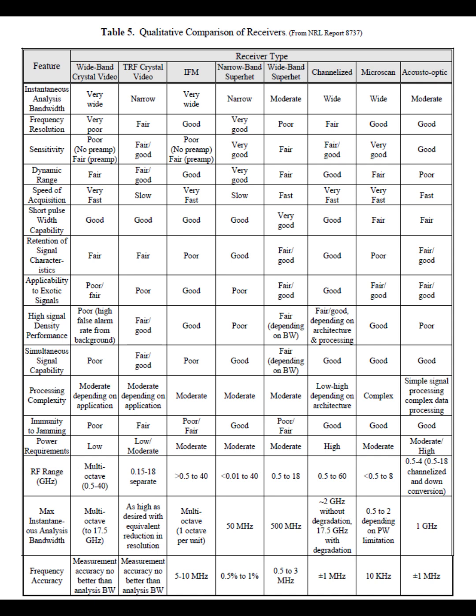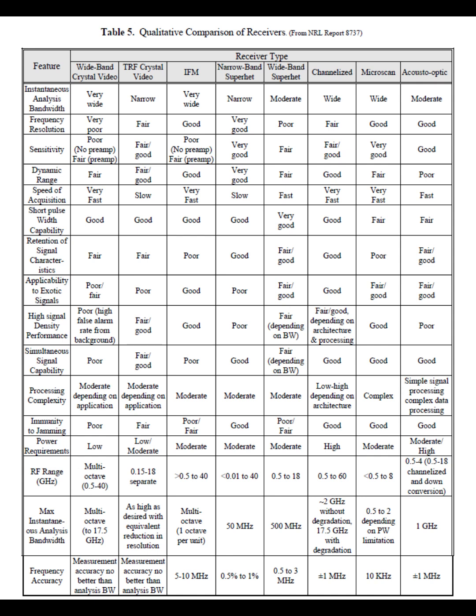Retention of signal characteristics. This is the ability to maintain the integrity of the signal. Narrowband superhet and microscan receivers are the best. Wideband crystal video, IFM, and acousto-optic are fair. Applicability to exotic signals. This means suitability for unusual or complex signals. IFM, channelized, and microscan are the best. TRF crystal video is poor.